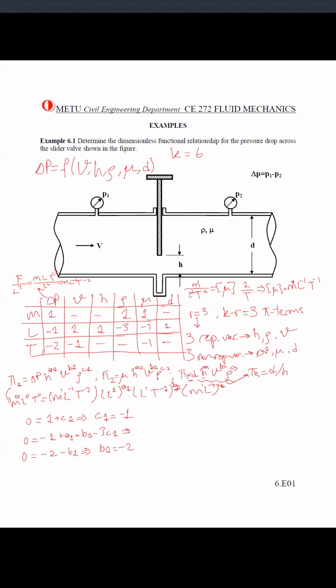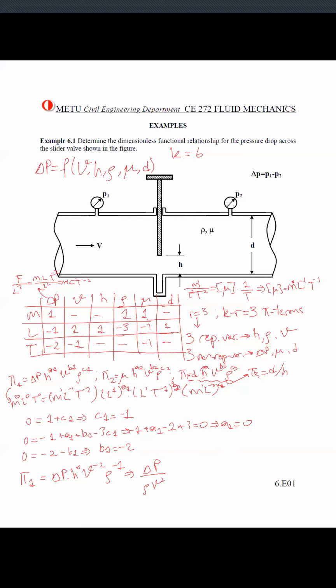And inserting C1 and B1 here, we can solve for A1. Minus 1 plus A1 minus 2 plus 3 equals 0. This makes A1 equals 0. Which makes pi 1 equal to delta P times H to the power 0, V to the power minus 2, and rho to the power minus 1, which equals delta P over rho V squared.